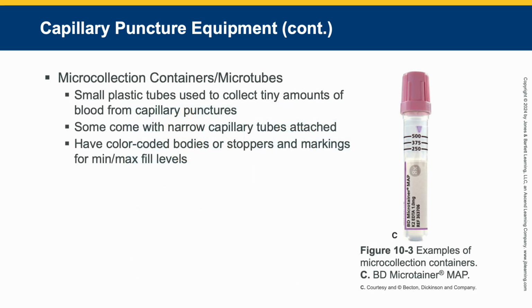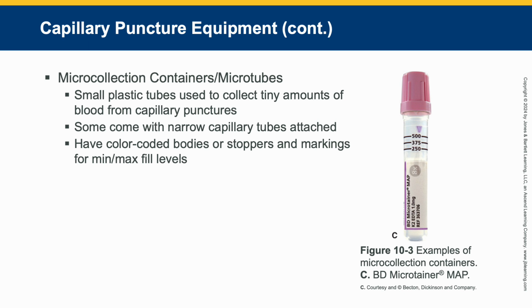Okay, another part of the capillary puncture equipment is, well, what kind of containers do we use to collect this specimen? We use microtainers. So microtainers only collect a tiny small amount of blood. So after you do the capillary puncture, this is what you are going to use. This is the micro containers that you actually use, and they call them micro tubes too. So what they do is you can collect tiny amounts of blood from that capillary puncture.